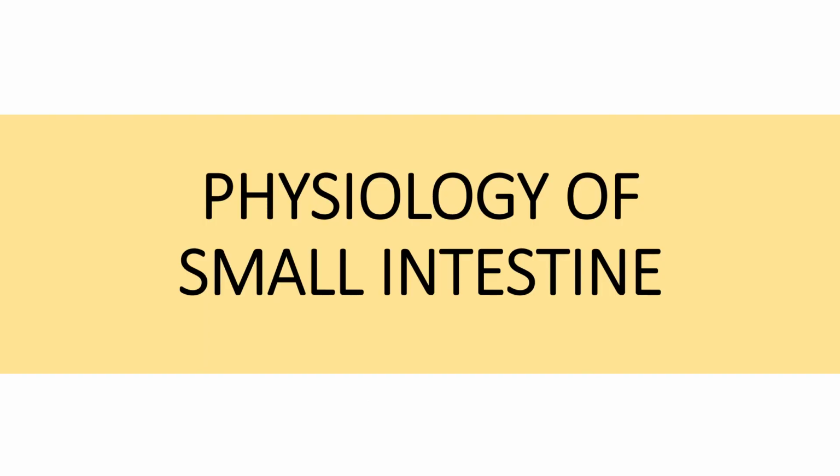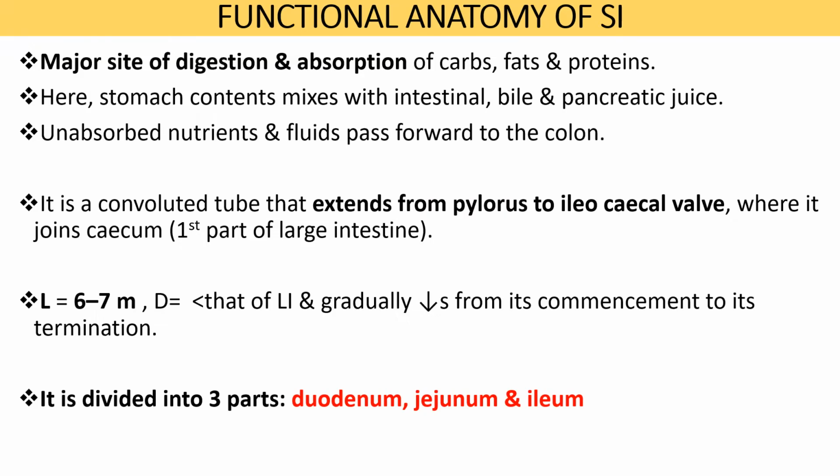Now let us come to the next topic, physiology of small intestine. Small intestine is the major site of digestion and absorption of carbohydrates, fats, and proteins in the body. It is in the small intestine, especially the duodenum, that the stomach contents mix with the intestinal bile and pancreatic juice. After mixing of the chyme, most of the essential and required nutrients are absorbed by the body at this level, and the unabsorbed nutrients and fluids pass forward towards the large intestine.